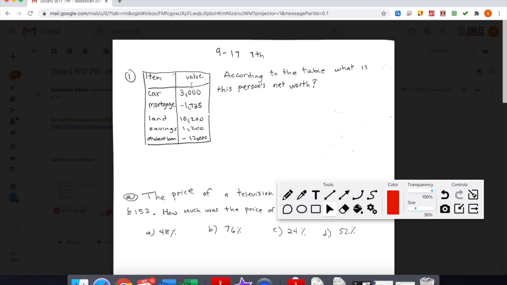They have a car for $3,000. They have a mortgage payment that costs them $1,725. They own some land that's worth $10,200. They have $1,200 in savings, and they have student loan debt of $12,000. So first we're going to add up all the things that have a positive value. So we have 3,000 plus 10,200 plus 1,200. And that's going to be total assets of $14,400.